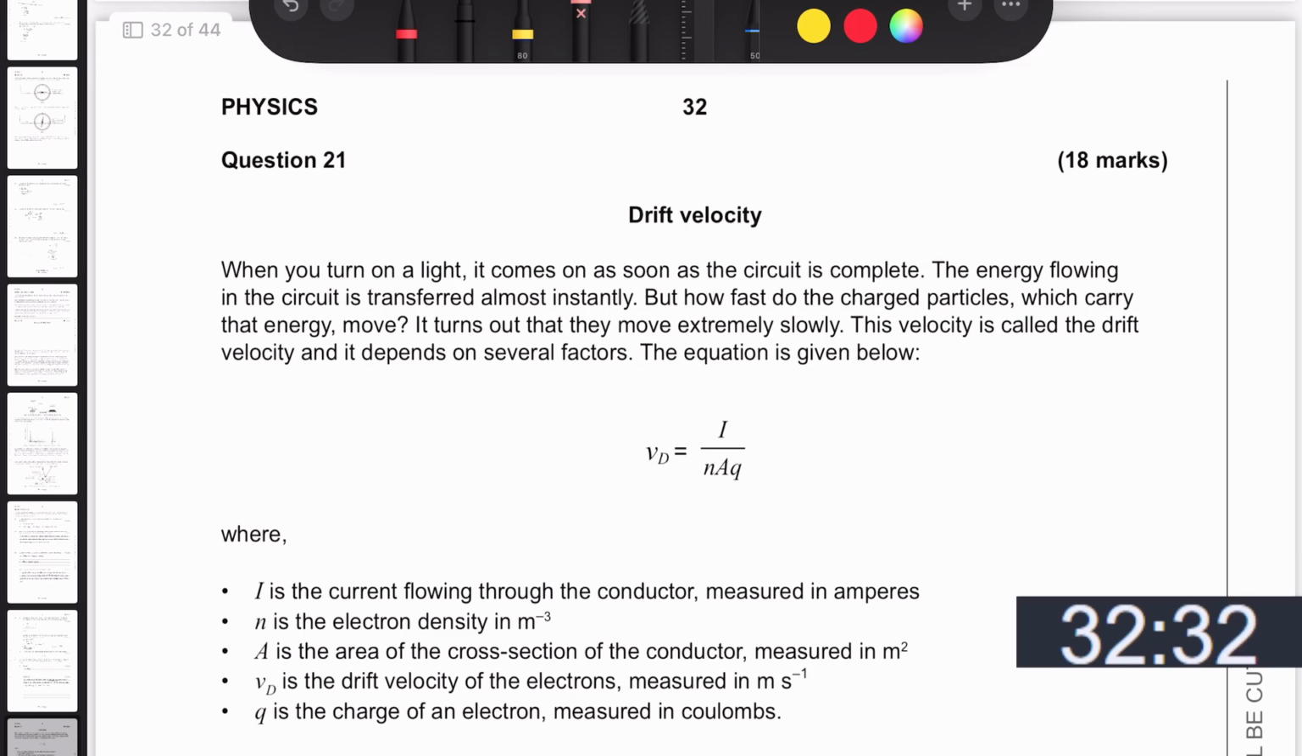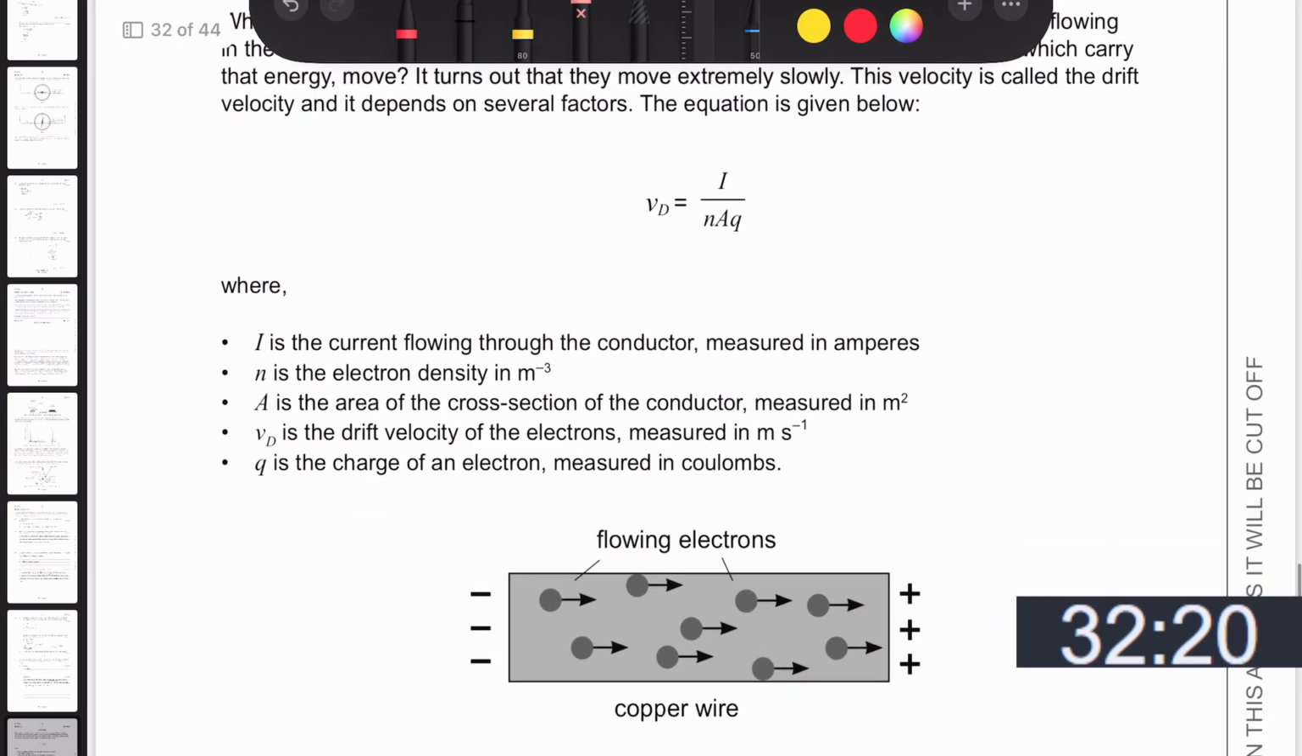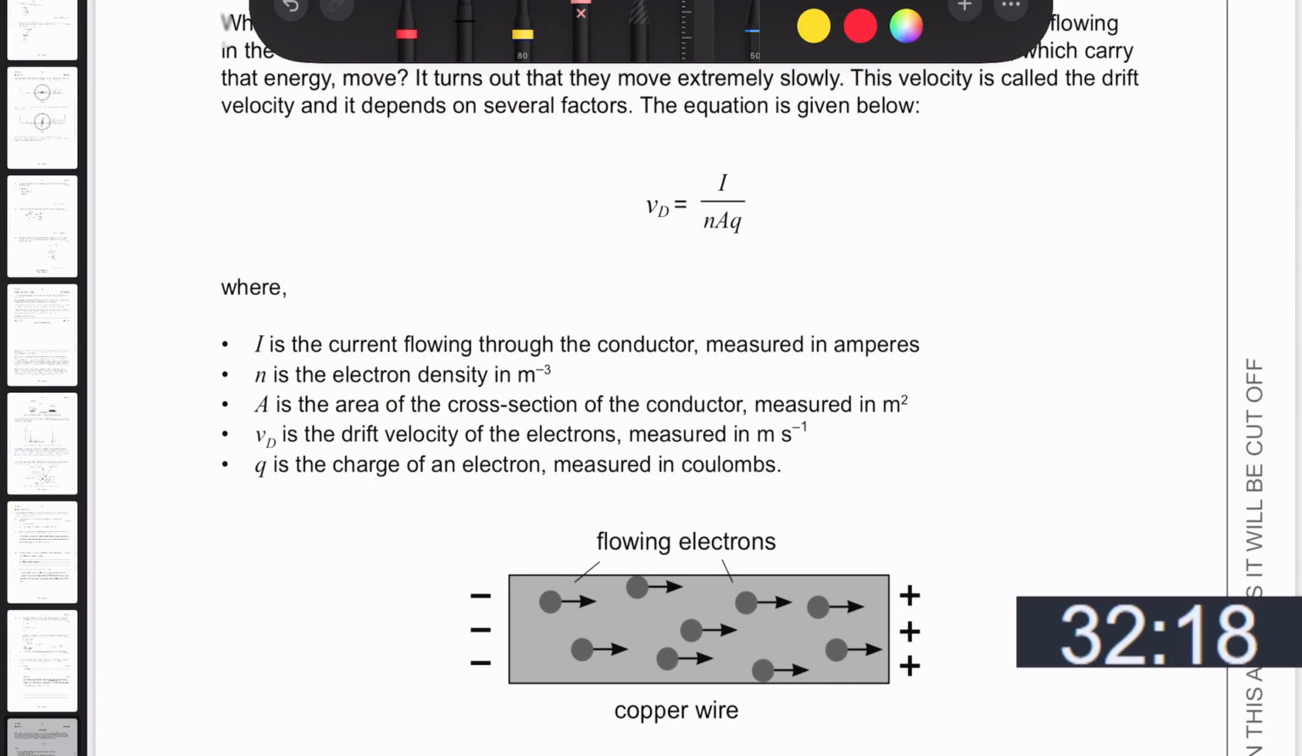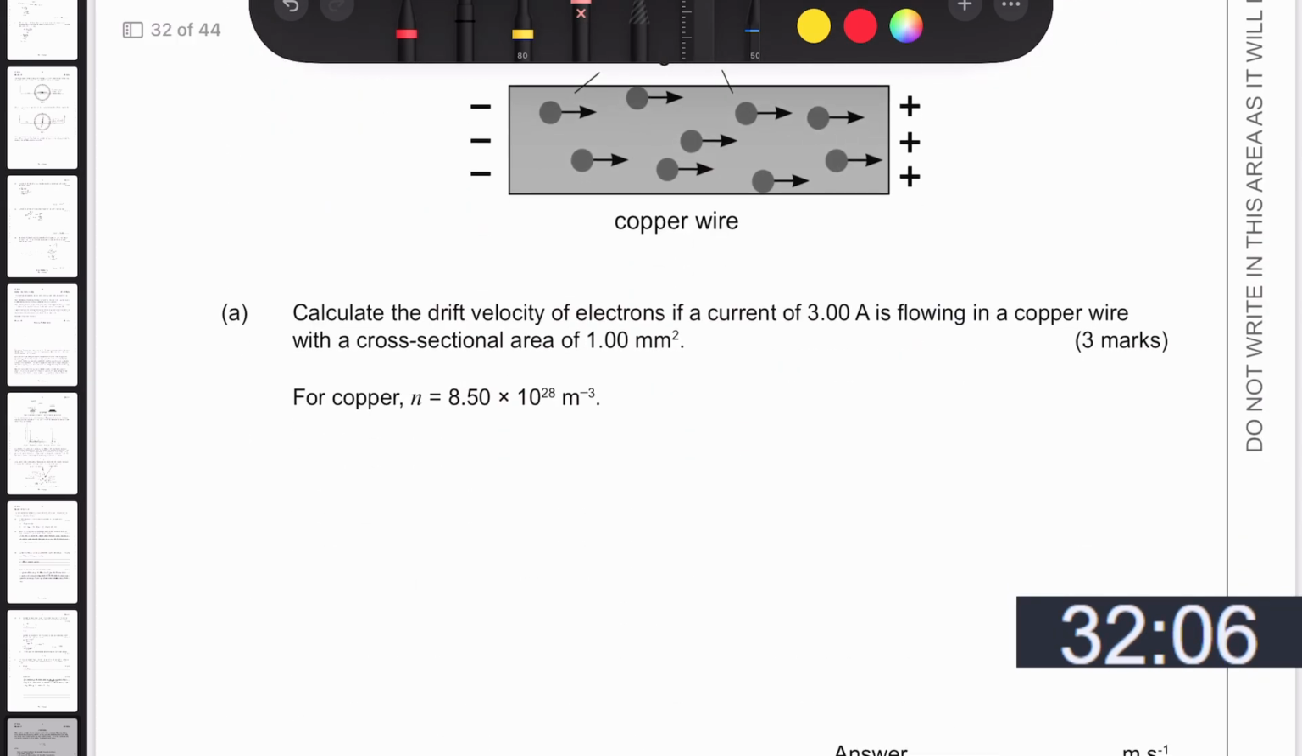Drift velocity. When you turn on a light, it comes on as soon as the circuit is complete. The energy flowing in the circuit is transferred almost instantly, but how fast do the charged particles which carry that energy move? It turns out that they move extremely slowly. The velocity is called drift velocity and depends on several factors. Okay, so it depends on the current, the electron density, the area of the cross section, drift velocity, and Q is the charge of an electron. Calculate.